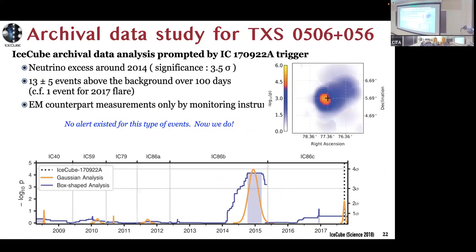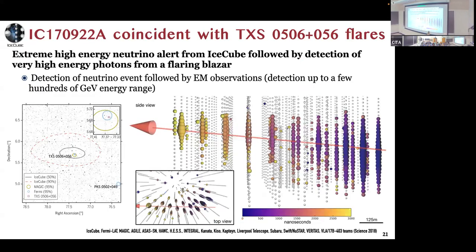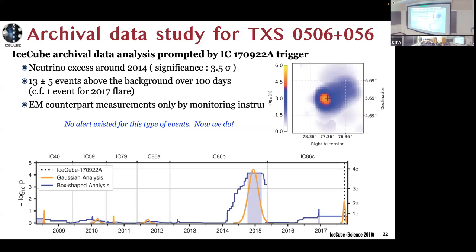So that's one thing. Another thing is we looked at IceCube data because TXS 0506 seems to be interesting. We looked at IceCube data, and we saw a neutrino excess in 2014 with about, I think, 100 days of flaring, and that is about 13 plus or minus 5 events. Compared to that, this one was a single event, right? So this is a huge amount of neutrinos, if it is real, coming from that particular flare. That was interesting, but at the same time, this is an archival search, and we didn't send an alert to the community at that time, so we don't have a complete multi-messenger observation.